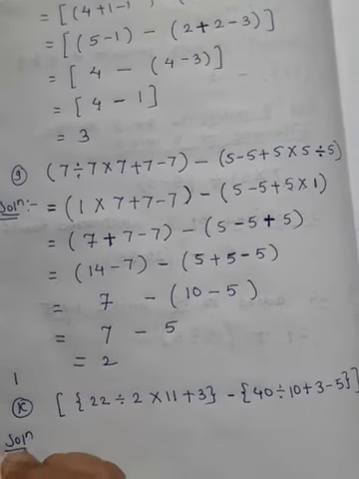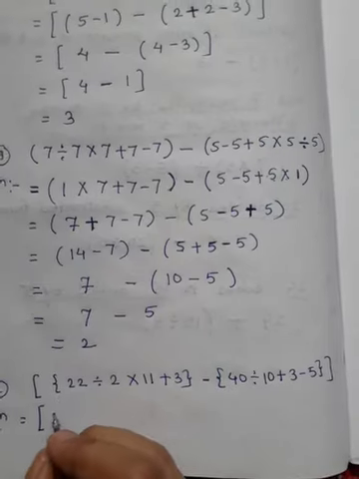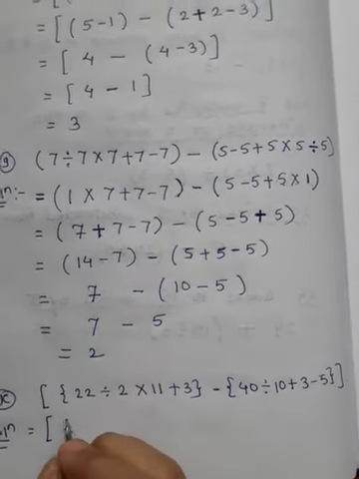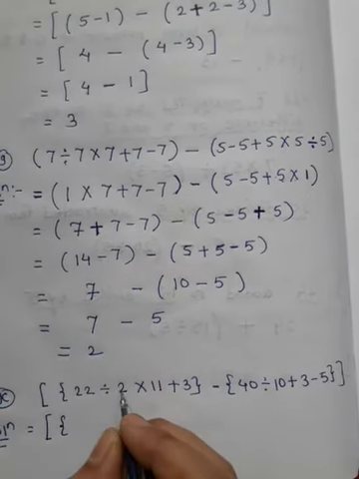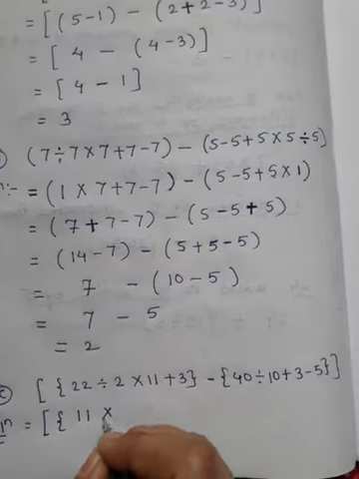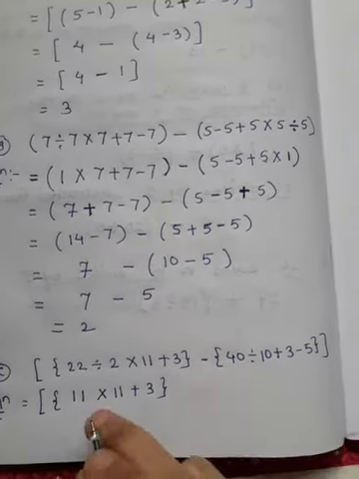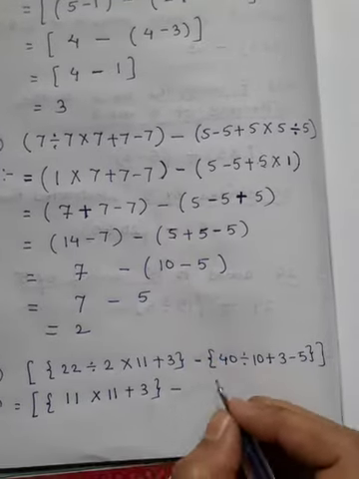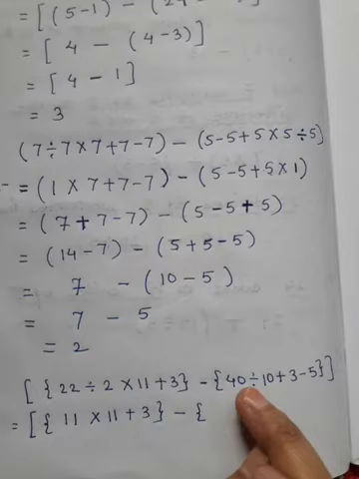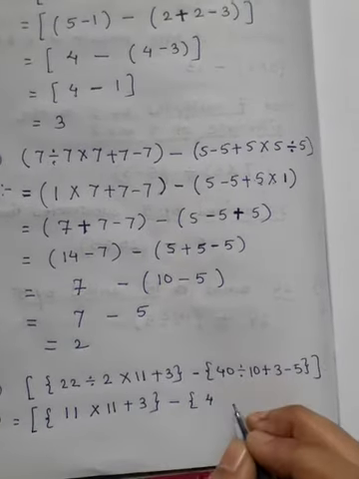Now the solution. Write the square bracket as it is. In this curly bracket, first do division. So 22 divided by 2 gives you 11. Now write the remaining terms as they are: into 11 plus 3, curly bracket completed, minus sign as it is. In this curly bracket, first do division. So 40 divided by 10 gives you 4.